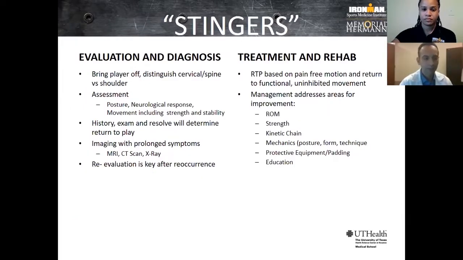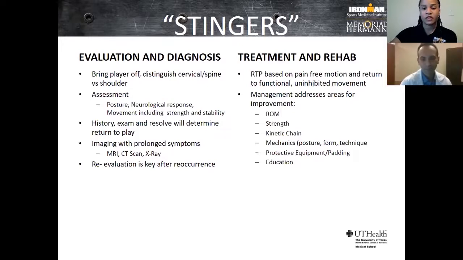Again, the management is very important. You want to bring the player off, examine the shoulder, examine the cervical spine, do a good neurologic exam, make sure there's no focal deficits, make sure there's no fractures. If there's a concern, then the C-spine needs to be stabilized, and consider imaging if you have prolonged symptoms. And the main thing is to keep re-examining these athletes.